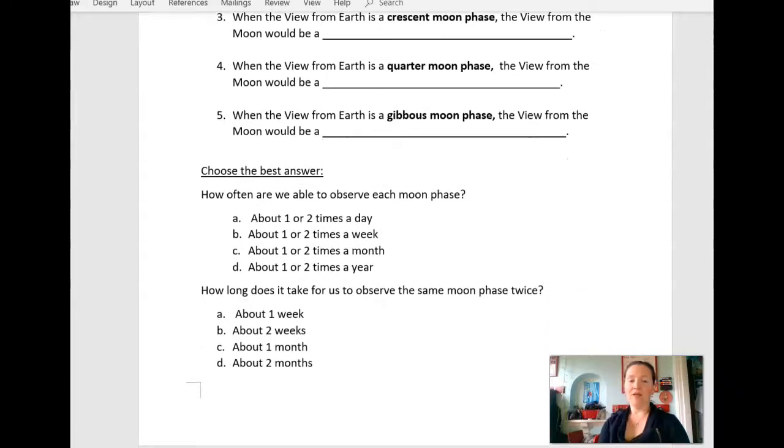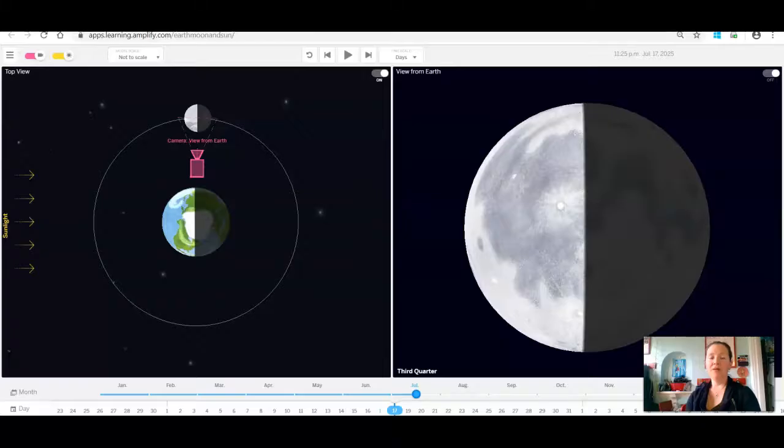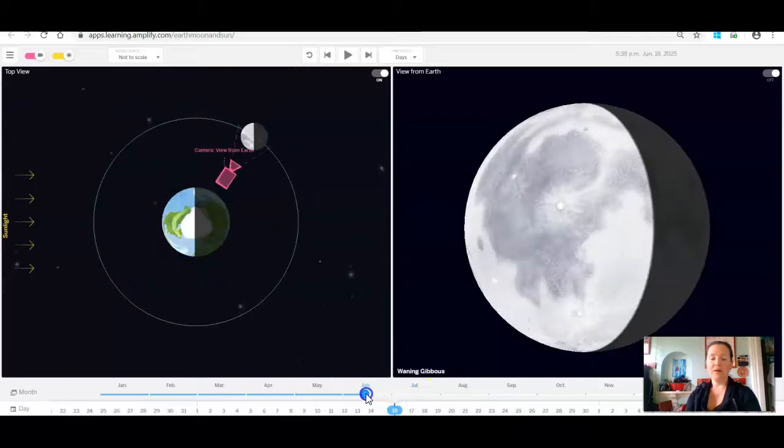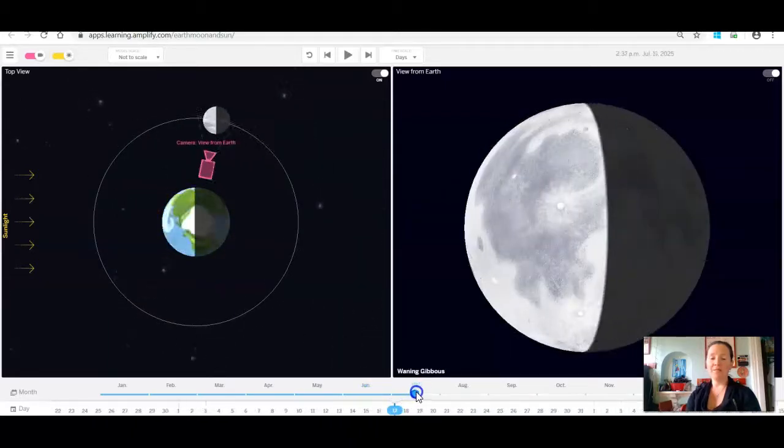Okay, and then the rest of it is just helping you process the time period that it takes for the moon to go through all of its phases. I'm just going to quickly go through some of the sim functions in case anybody is struggling. So down at the bottom, it talks about the month and the day, and you can move this back and forth to specific days and months, and that will tell you what's going on with your Earth view. So if you're on the Earth, looking up over here, this is what you're seeing.